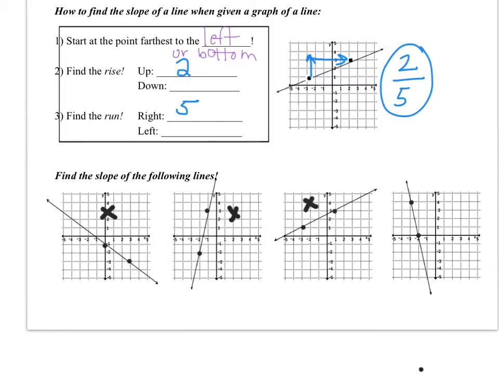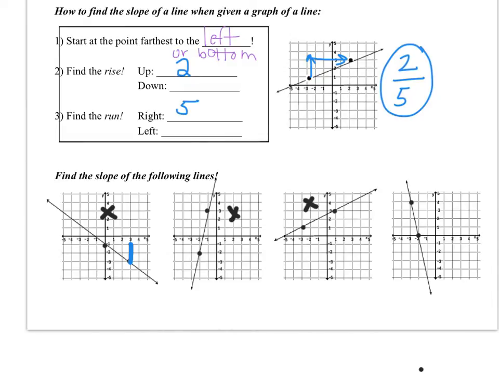Now taking a look at the 4 graphs at the bottom, there were a couple mistakes on the graph, so I've gone ahead and crossed those out. What we're going to do is just find the slope of the lines that are given to us. So we want to look for the rise and the run. So start with the lowest point on the first graph. And we want to count how many up, how much we have to rise.